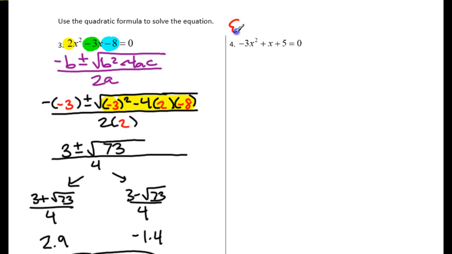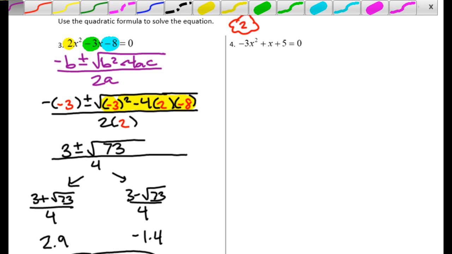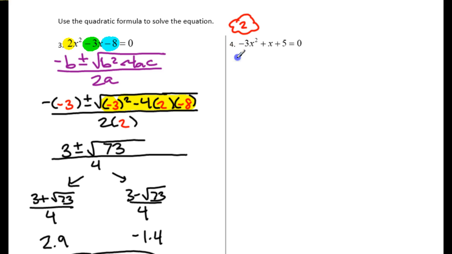Okay, so up here I'm just going to put in my thought bubble, there's two answers. Alright, so now let's get our equation written down again, just so we're comfortable with it. Negative b plus or minus square root of b squared minus 4ac all over 2a.